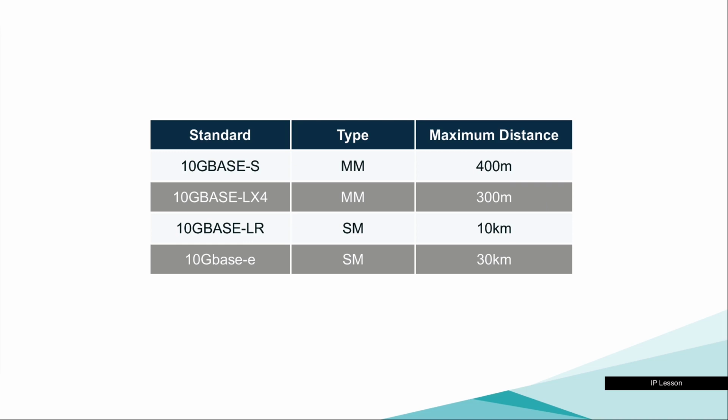Those are some standard fiber cables, their types, and the maximum distances. We have the 10GBase-S. This is multi-mode and can run up to 400 meters. There's the 10GBase-LX4, multi-mode, which can run up to 300 meters. There's also the 10GBase-LR, single mode, which can run up to 10 kilometers. And the 10GBase-E, single mode, can run up to 30 kilometers.